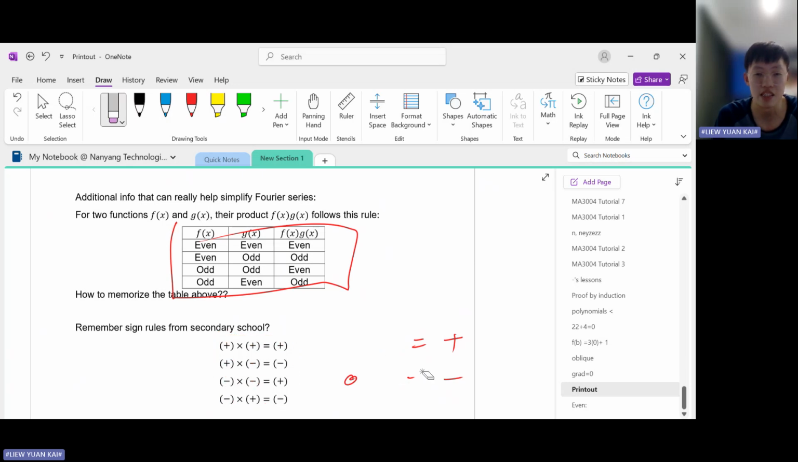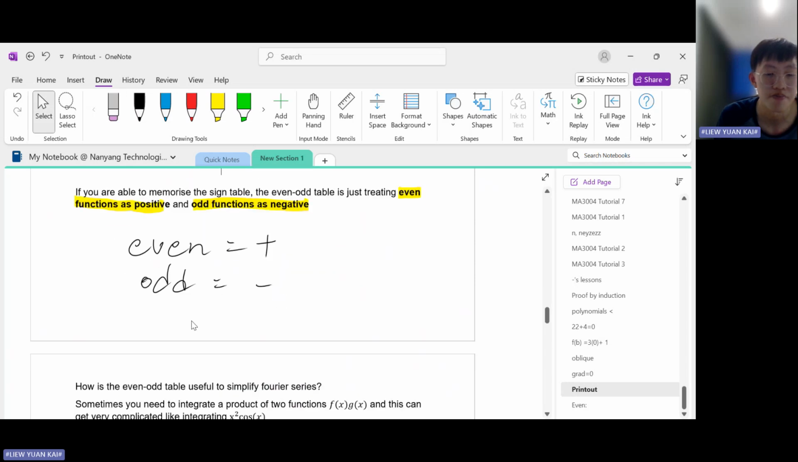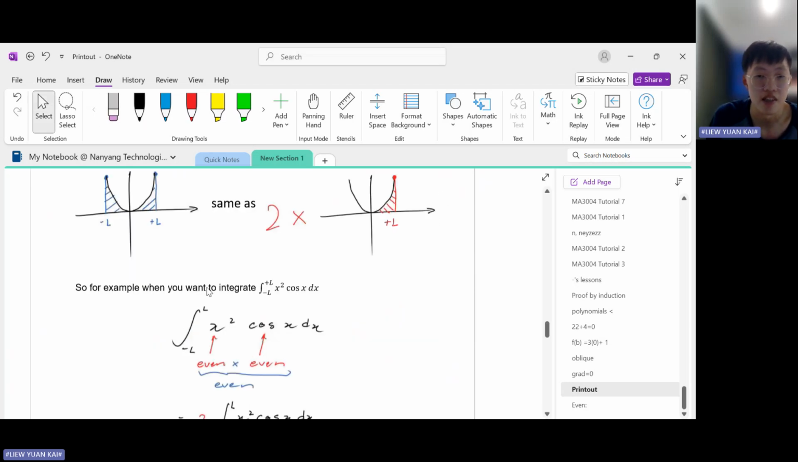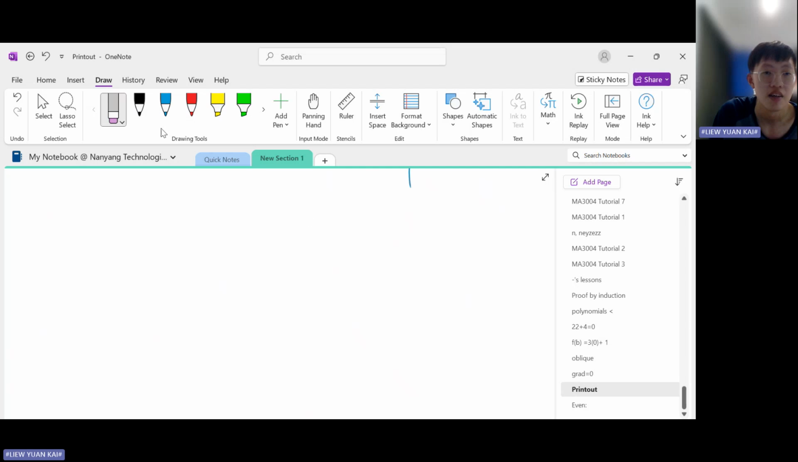So why is this helpful to remember? Let's take a look in the next page. How is the even odd table useful to simplify Fourier series? Sometimes you need to integrate the product of two functions, and this can be very complicated. An example here is integrating x squared cosine x. This is kind of complicated to integrate. So can we make our life easier? Yes, we can.